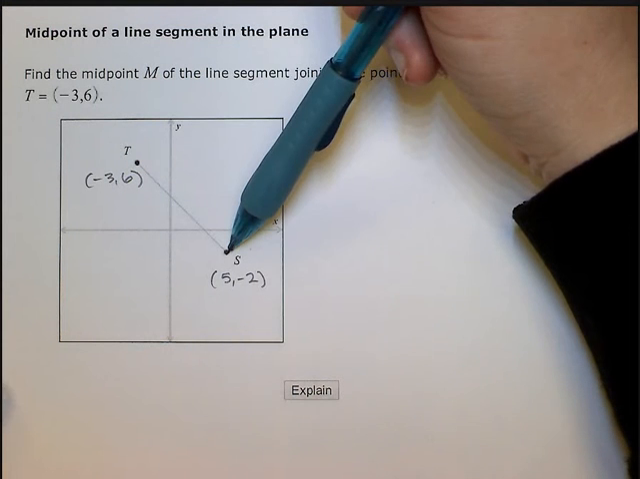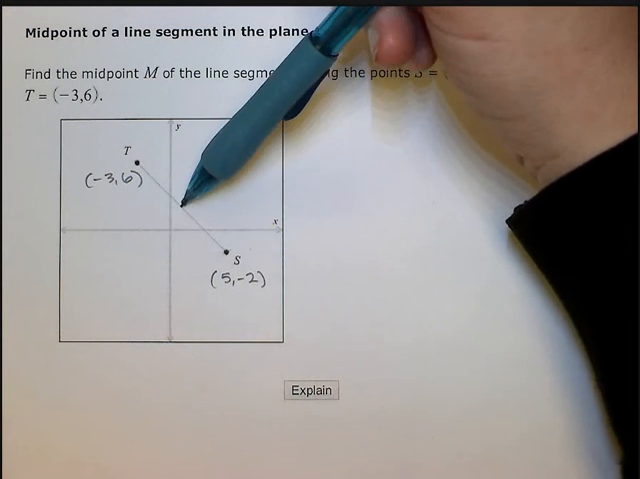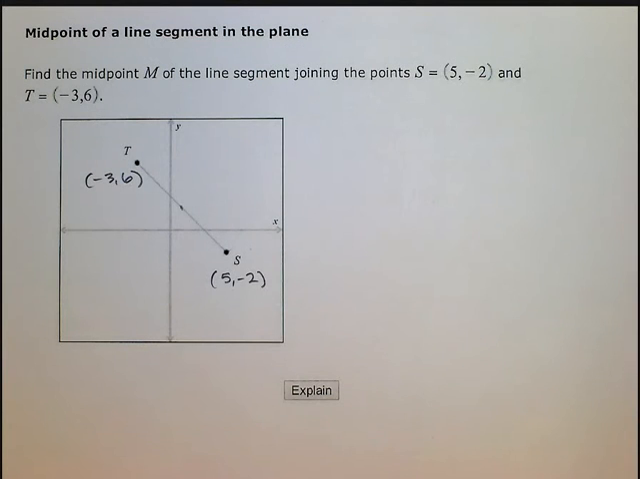Now I could get out a ruler and try to find the exact middle, or I could try to eyeball it. It's going to be somewhere around there, probably. But I need to find the exact ordered pair of the midpoint. Now, if you know the formula, you can just plug in and use the formula. But before I do the formula, I'm going to talk about why it makes sense.